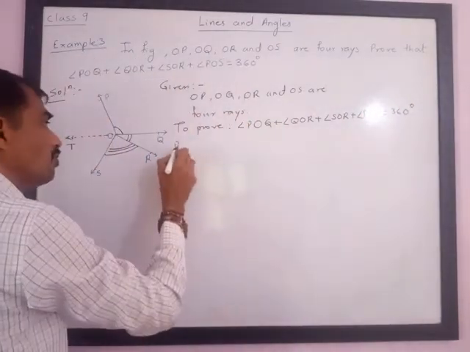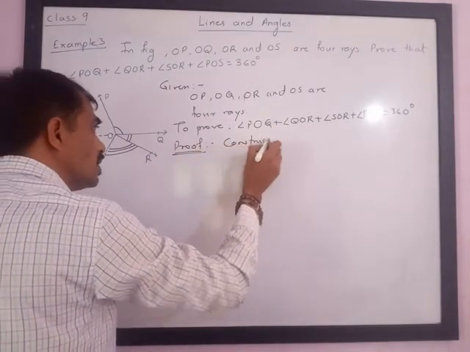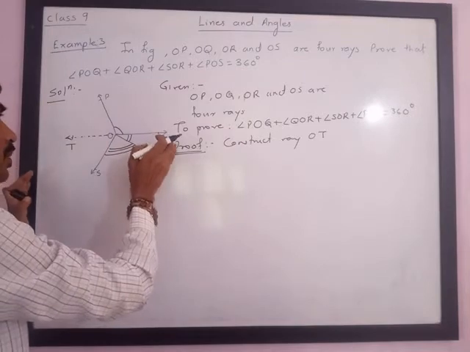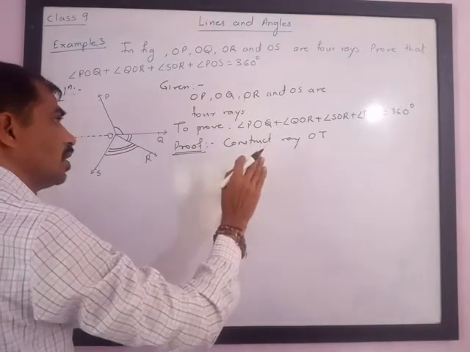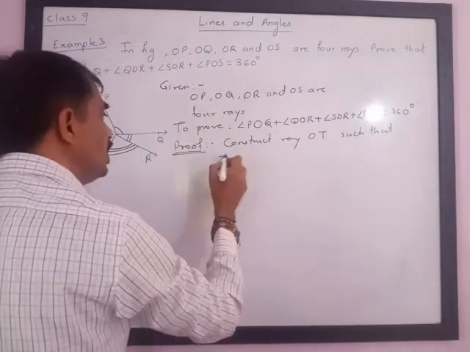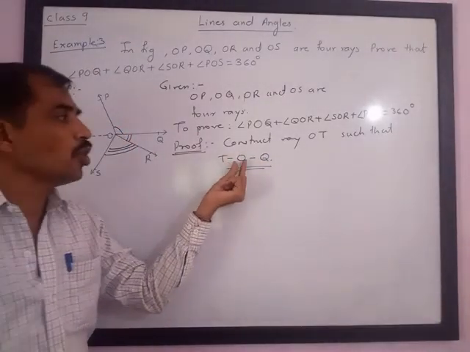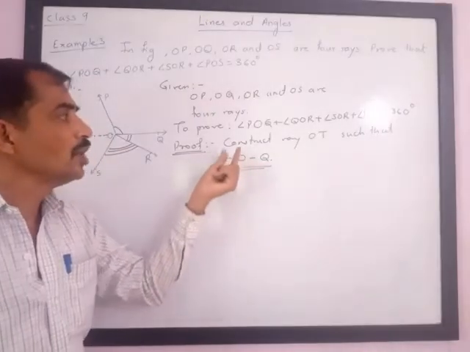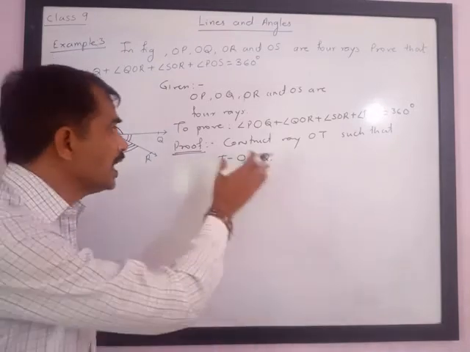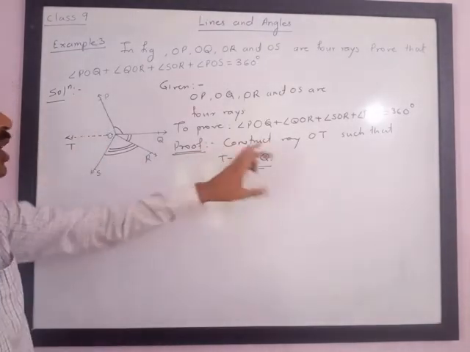Now for this, in the proof, I am first going to draw the construction. Construct ray OT behind the ray OQ, such that T-O-Q. Please note, this is to be read as O is between T and Q. So we have to construct ray OT such that O is between T and Q, or you can say extend ray OQ backward and name it OT. So this is what the construction is.